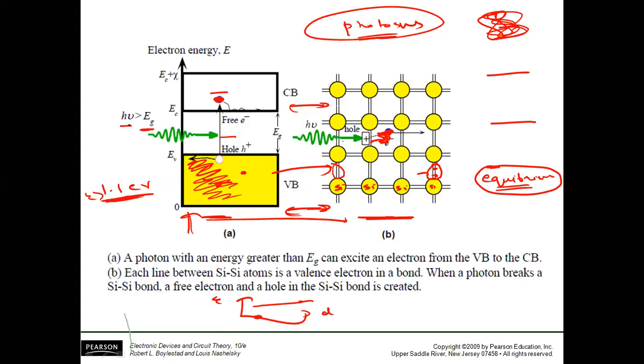Okay, so h mu, this h mu, mu is the frequency, so h is the Planck's constant, so h into mu is the energy of the photon. Okay, so yes, so these two are correlated.